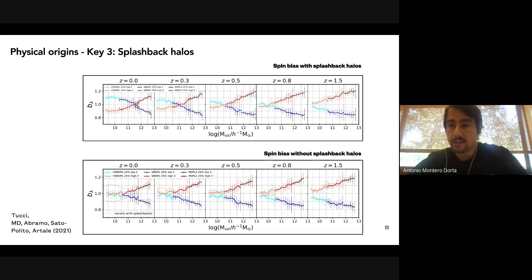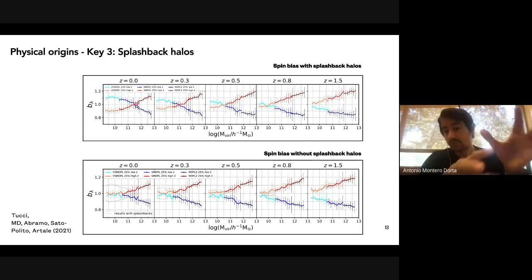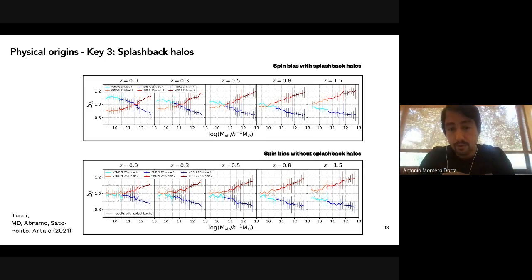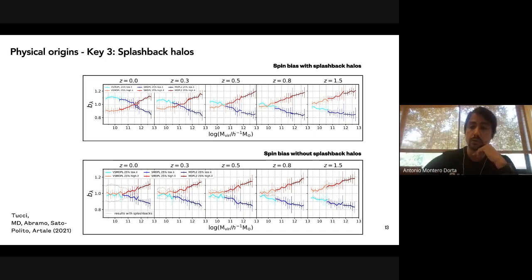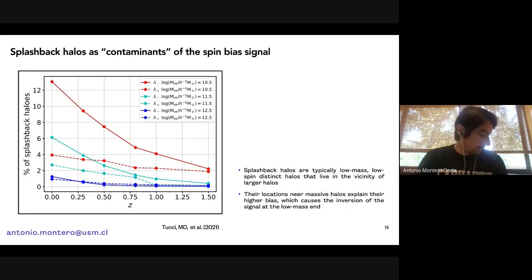And what we showed is that splashback halos are responsible for that very inversion, or reversal, of the signal at the low mass end. Once you identify them and remove them from the sample, you remove this inversion and recover what you expect from tidal torque theory, which is that higher spin halos at fixed mass are more biased than lower spin halos at the same mass. This is just showing how this happens.